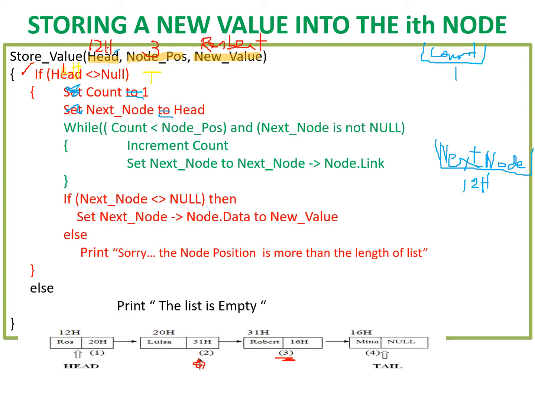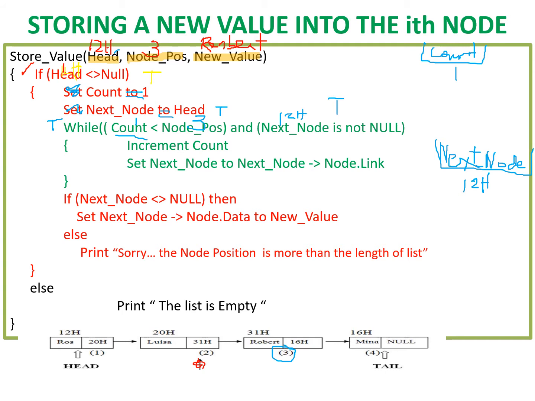Okay? Next, while count, which is 1, is less than node pos. Node pos is 3. Okay? Our new position is 3, this one. And then next node is not null. So 12h. Is 12h not null? Again, that is true. So 1 less than 3 is true. And 12h is not null. It has a value, so true. True and true is true.